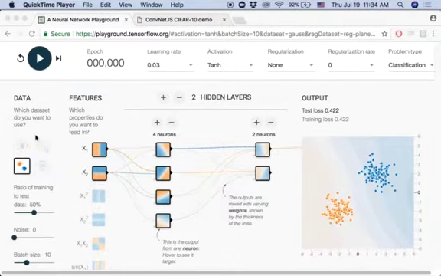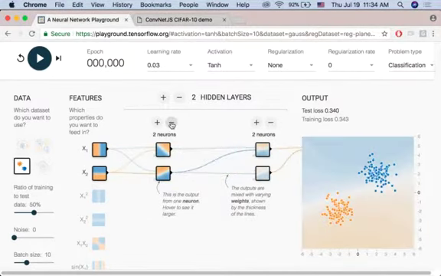I can select my data from here. So I selected this data set, which is actually a linearly separable data set. This should be very easy for the network to learn. And I have two features, x1 and x2 as input, which is the x1 value and the x2 value of the data. And then I have a hidden layer with, let's say, two neurons. And then I have an output layer with two neurons. Each one of them is like a classification probability of each of the classes.